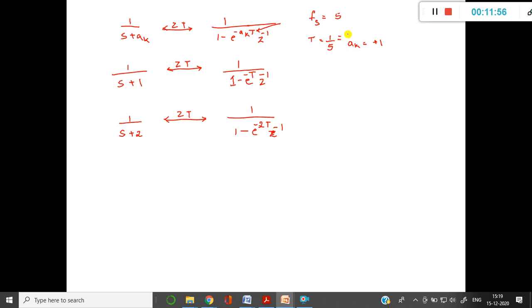Z is 0.2, right? So this will be equal to 0.2. Now just substitute this value here. So that is, I'll just make a point here itself: 1 divided by 1 minus e to the power of minus 0.2. That's the value of t. Now calculate what is e to the power of minus 0.2.